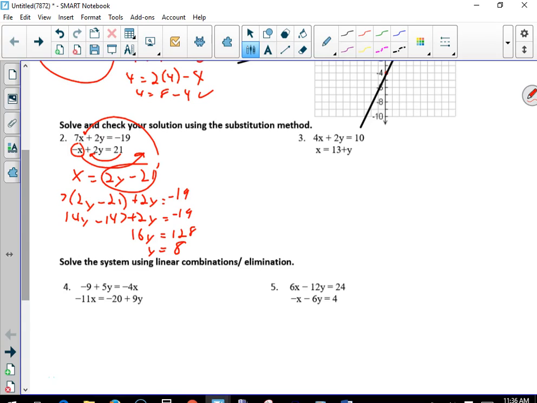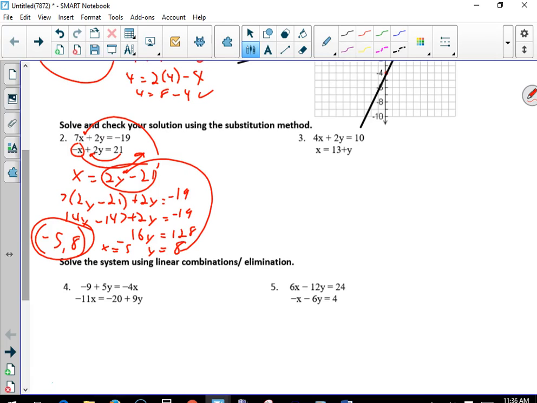Now I plug that in either equation, doesn't matter. I'm going to plug it in at x equals 2 times y minus 21. So right here, 2 times 8 is 16. 16 minus 21 is -5. So x is -5. But I'm not done. I must write it as a point. -5, 8. And if you plug both of those in and check them, you will get the correct answer.